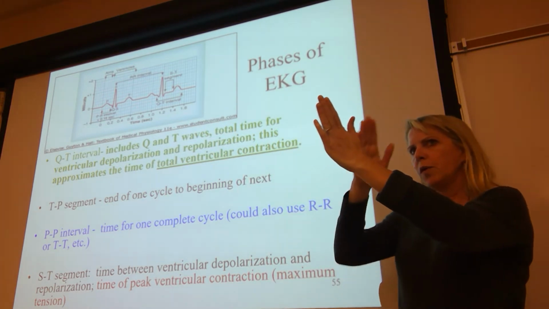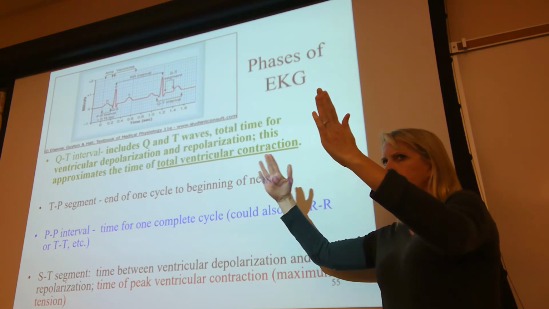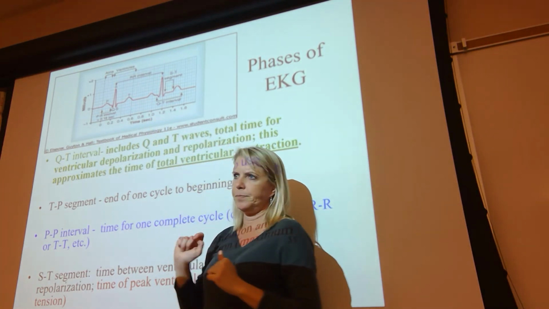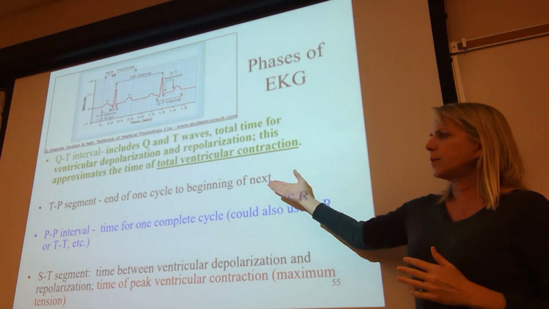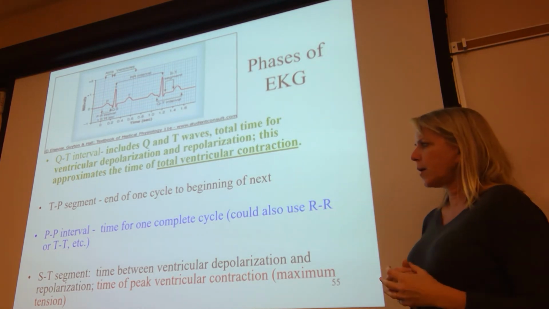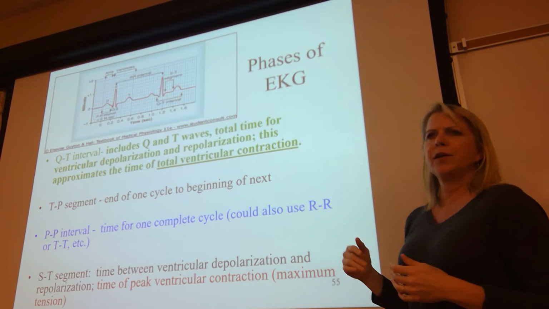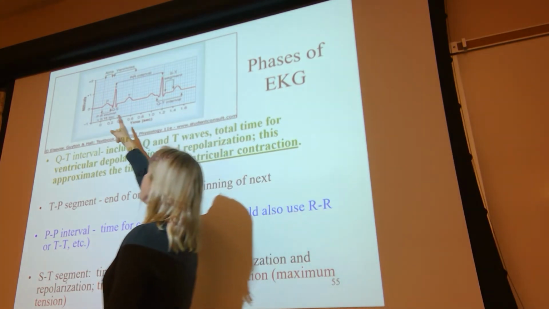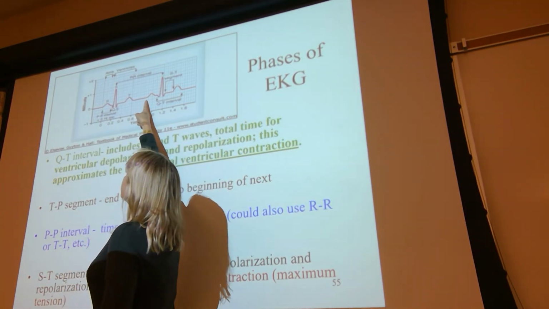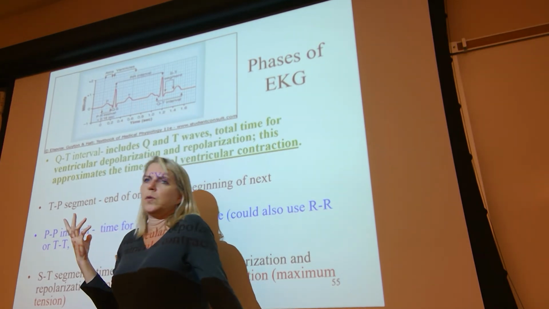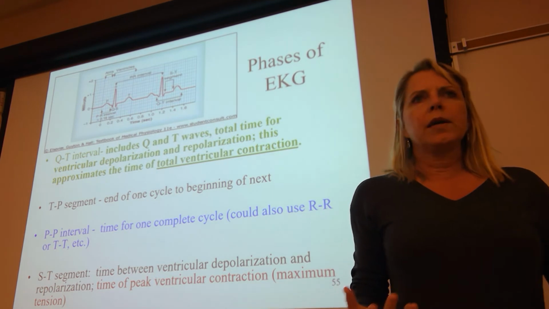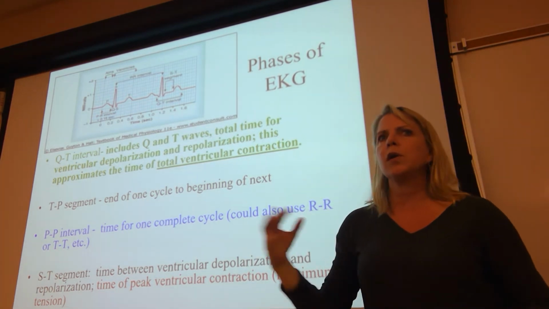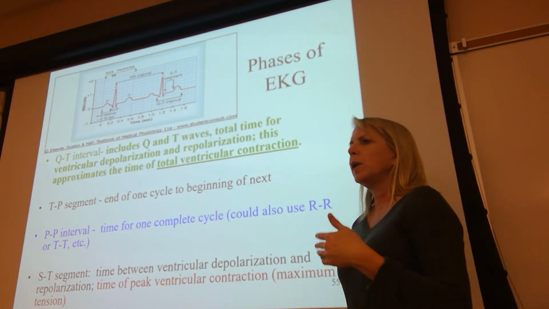So QT interval. From the Q, through the QRS, through the T, to the end of the T. TP segment, I already addressed that. That represents the time where your heart is at rest. P to P interval. Okay, from the beginning of a P to the beginning of the next P. What is that? What does that represent? A full cardiac cycle. We can go T to T, we can go Q to Q, we can go S to S, we can go R to R.